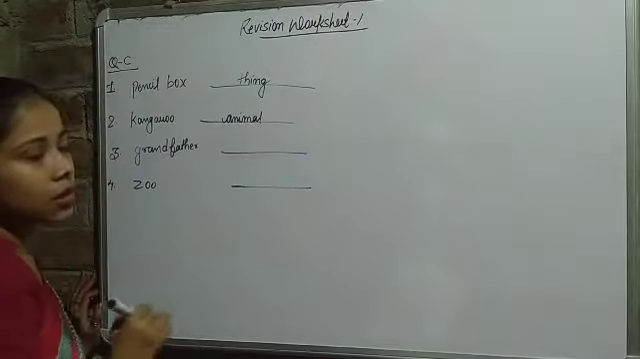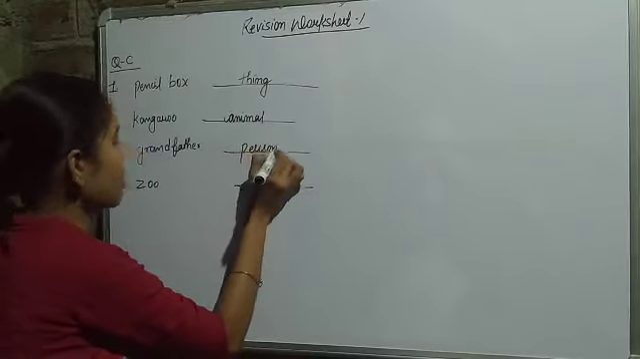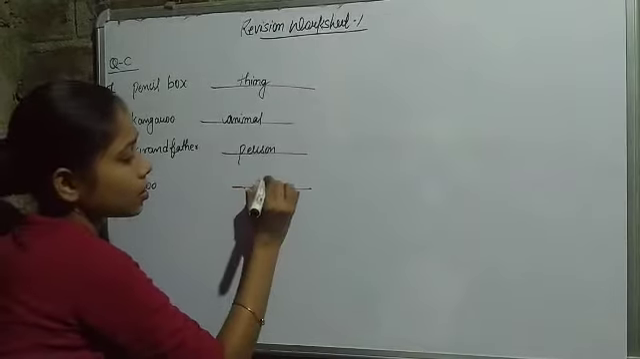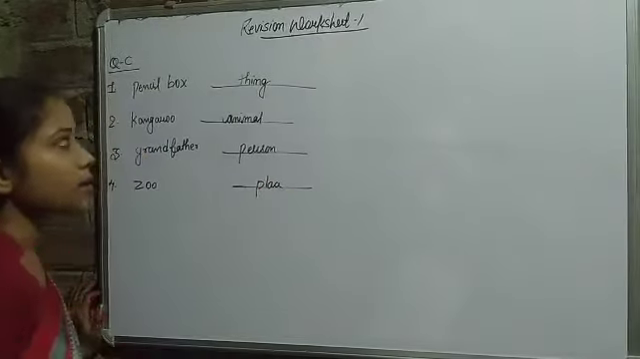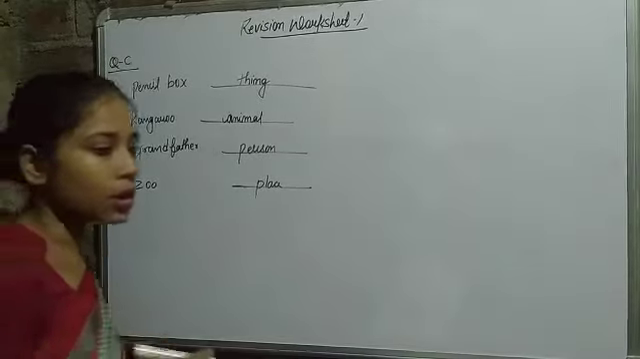Then we have grandfather. This is the name of a person. And then we have zoo. Zoo is the name of a place. Okay, so like this you have to complete question number C of page number 28.